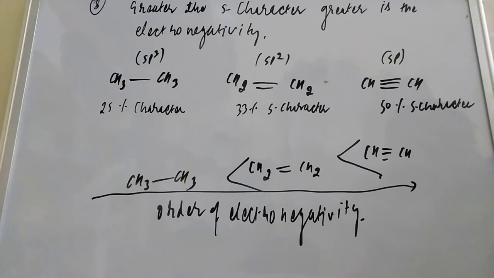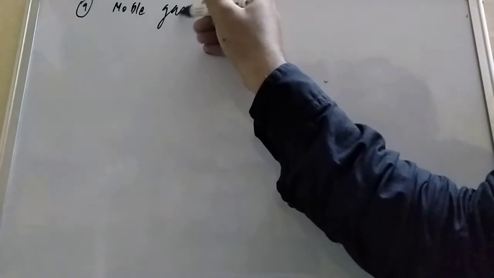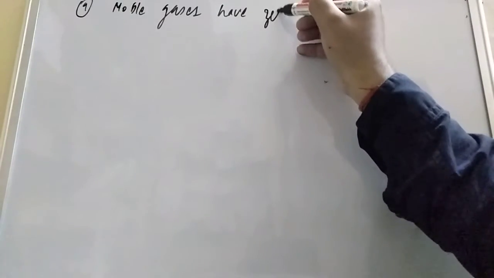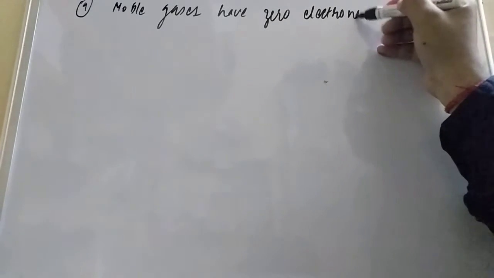Now let us move to some other point. Point number 9: if you talk about the noble gases, let us check what their electronegativity will be. Electronegativity is the tendency of attractive forces in a covalent bond. So point number 9 says noble gases have zero electronegativity.